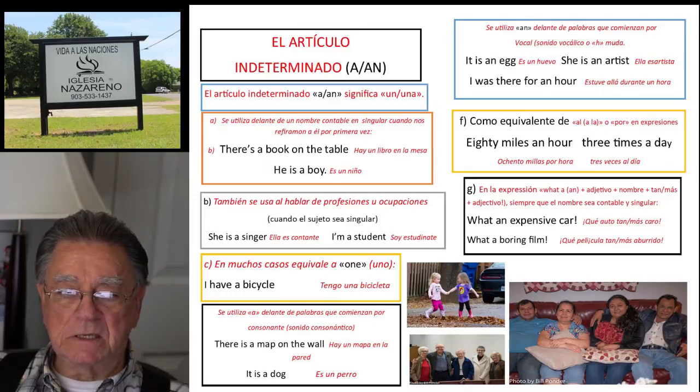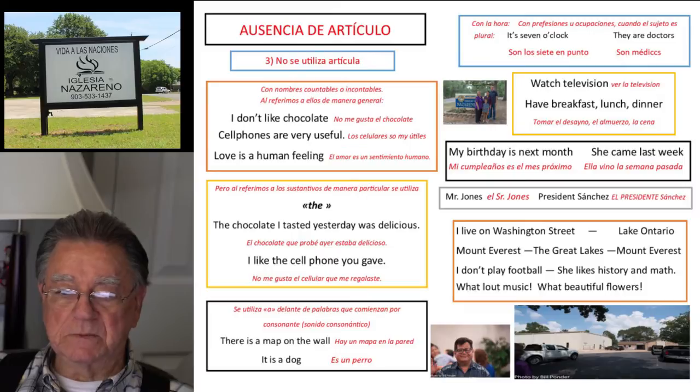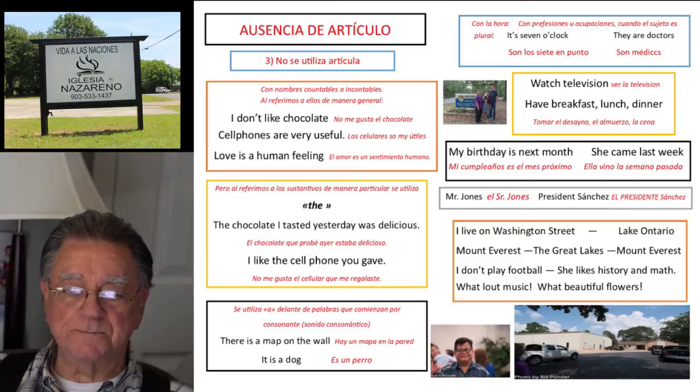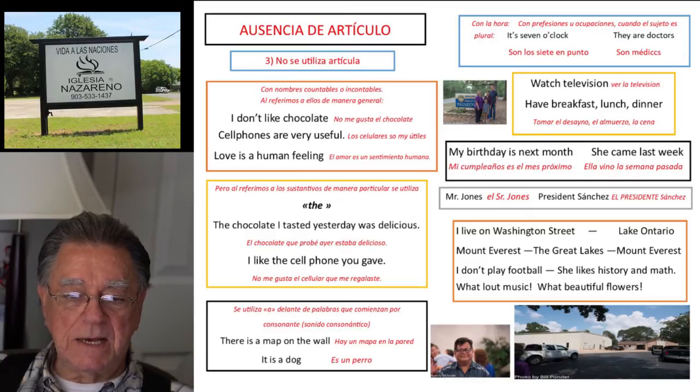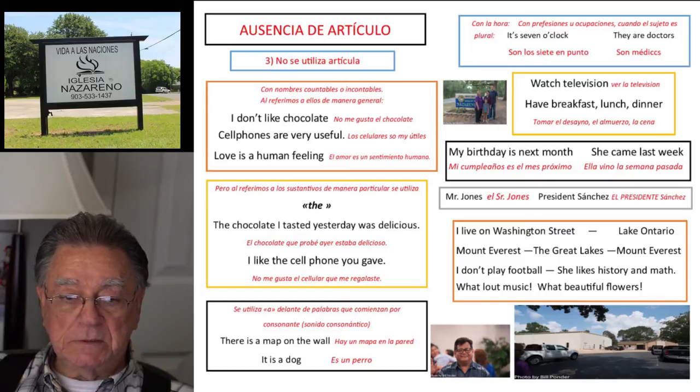Okay, that ends part C. Let's go to part D. Let's move this one up here so we can all see it. There it is. And this is ausencia de artículo. We don't use that. Give some examples. No se utiliza artículo particular, con nombres contables o incontables. Preferimos a ellos de manera general.